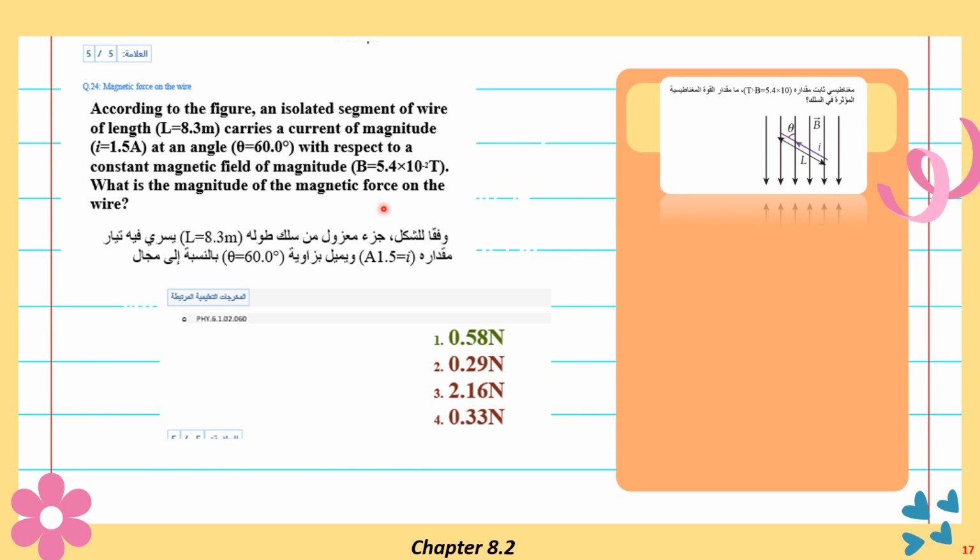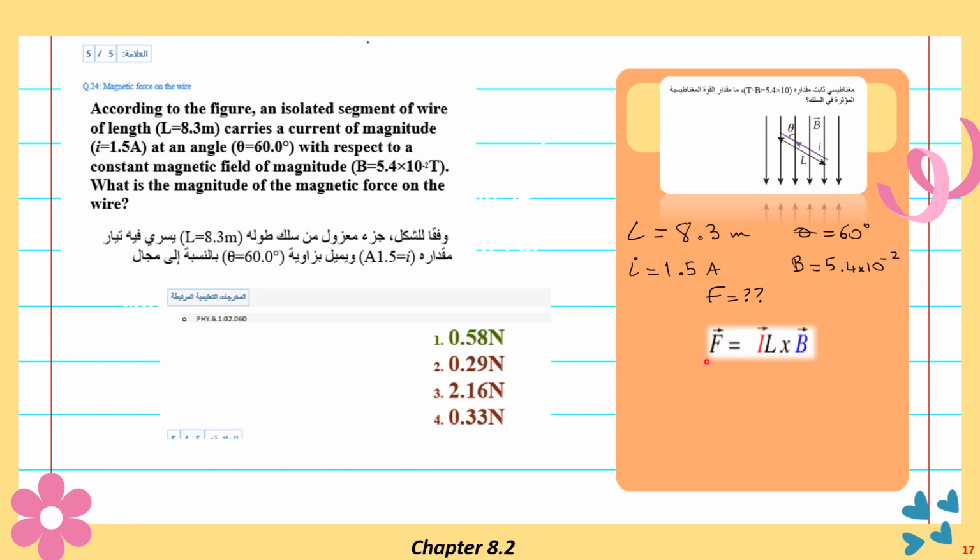So here we are talking about the current and the magnetic field. You can go back to chapter 8.2 to check the equation. And this is the given: L, the length of the wire, the current, the angle, and the magnetic field B. We are asking for the force. So what equation combines all of that?